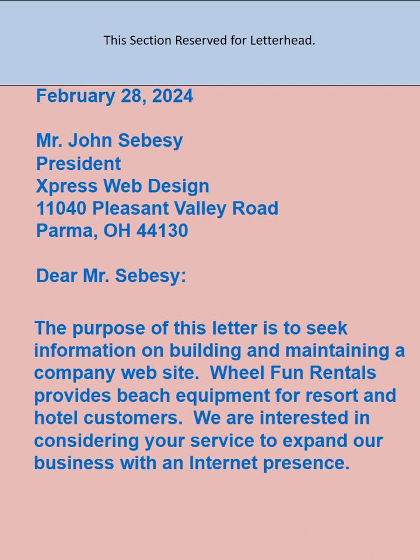If you do that, two reasons. It keeps you on track as the writer, and it allows the reader to know exactly why they're reading this. Then I kind of mention what Wheel of Fun Rentals is, because it's very briefly nice to know, but it's also probably important to know. And then it states we're interested in considering your service to expand our business with an internet presence.